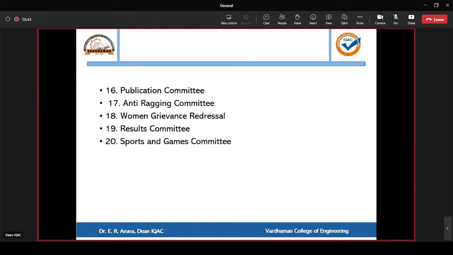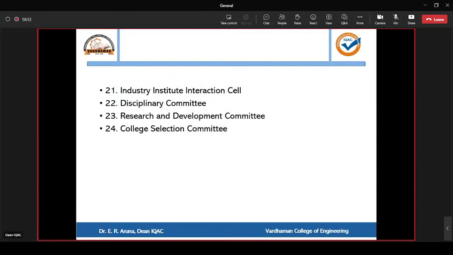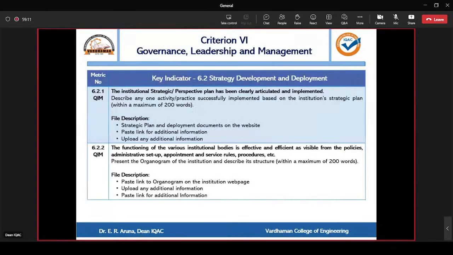So for the smooth functioning of the college, we can constitute these committees and we have to keep them actively functioning throughout the academic year. And a few more here: industry institute interaction cell, disciplinary committee, research and development committee, college selection committee, etc. Here I have presented a total of 28 committees with respect to Vardhaman. Other institutions can form a few more committees also. And let me continue with the second key indicator, which is strategy development and deployment.